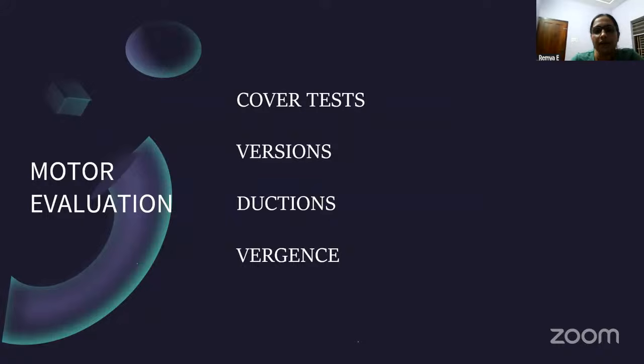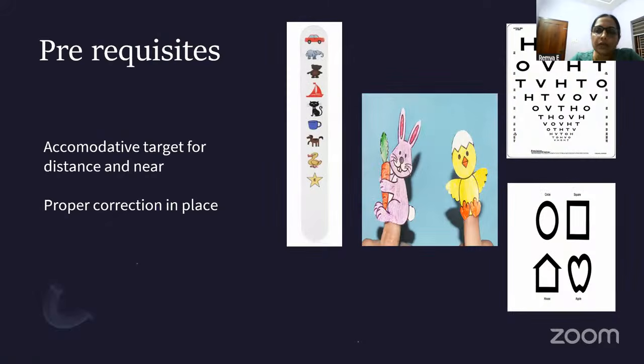Now we come to the motor evaluation part. The motor evaluation has the cover tests, versions, and ductions. What are the prerequisites for doing a cover test? If the patient has very poor vision in one eye, you cannot do a cover test. You need an accommodative target for distance as well as near; you cannot do it with a pen torch. And the patient has to wear the proper correction. That's why I told you to do a cycloplegic refraction and give the correction, and only then can you do a cover test.